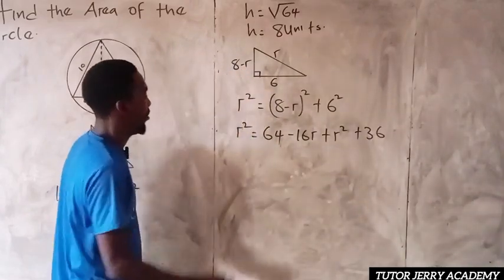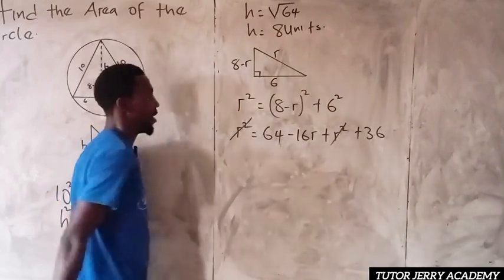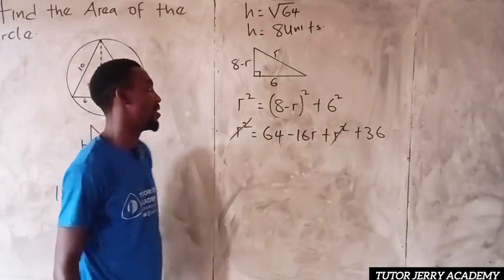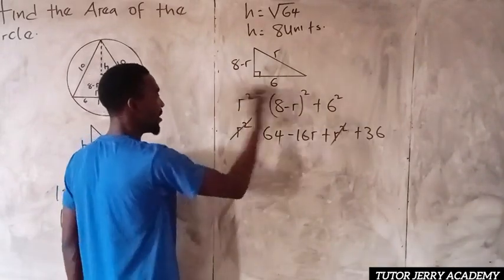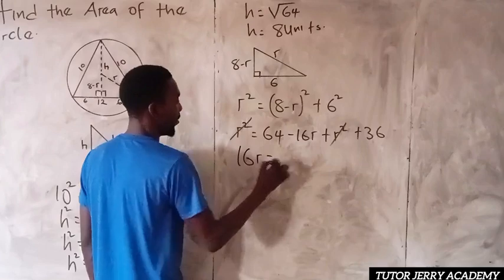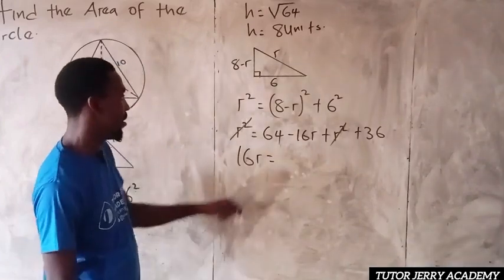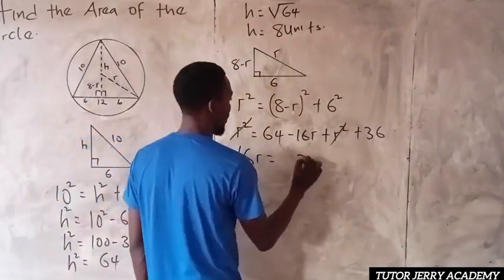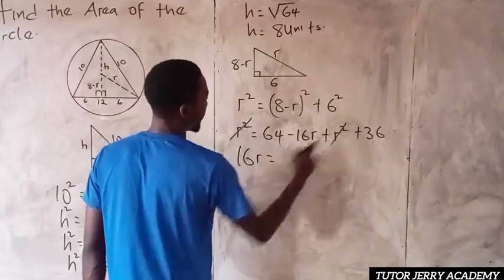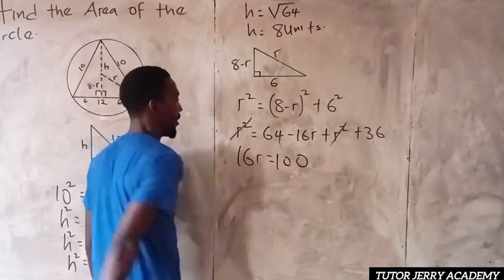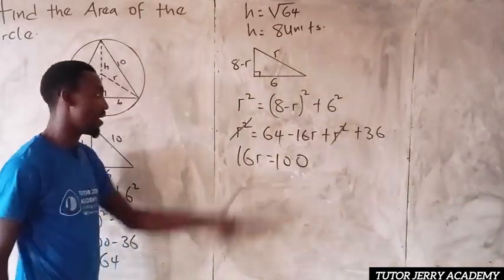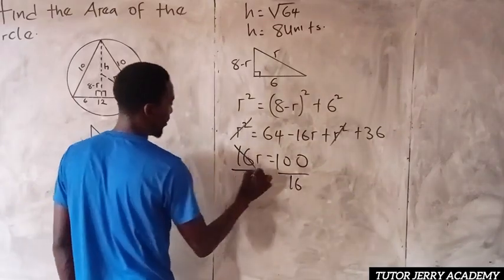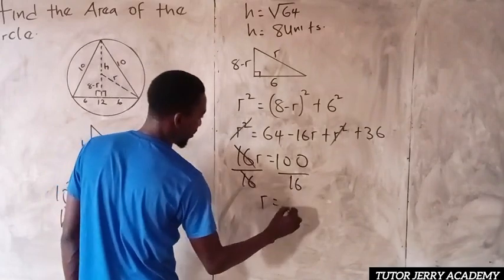Now you observe that this R squared will cancel with this R squared. Then you can sum 64 plus 36. If you do that and bring back this one here, you are going to have 16R. So 64 plus 36 is 100. For me to get my R now, I'm going to divide both sides by 16. So this will cancel with this. Then R is going to be 100 over 16.